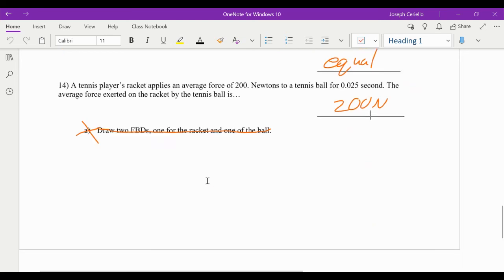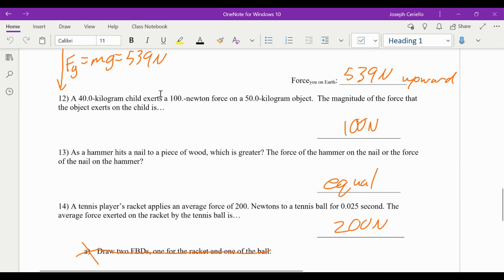All right. So that's everything you really need to know for Newton's three laws. If you're good with 12, 13, and 14, you are good for Newton's third law.